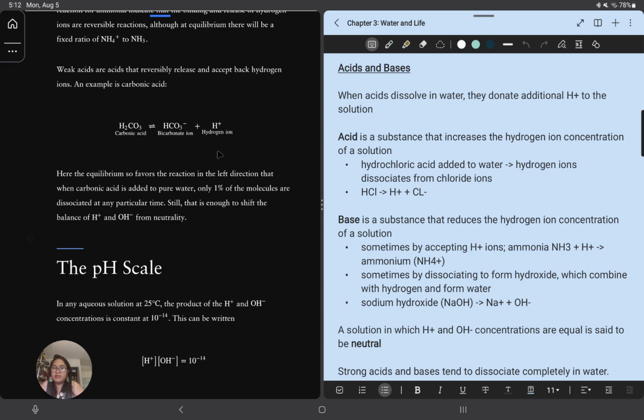Here, the equilibrium so favors the reaction in the left direction that when carbonic acid is added to pure water, only 1% of the molecules are dissociated at a particular time. Still, that is enough to shift the balance of hydrogen ions and hydroxide ions from neutrality.